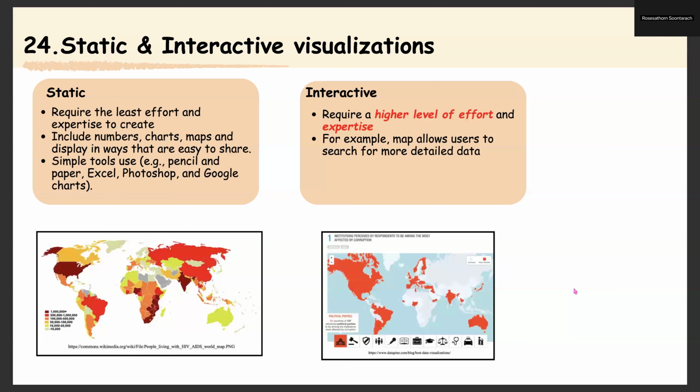Static and interactive visualization. The static kind requires less effort and expertise to create and includes numbers, charts, maps, and displays in a way that is easy to share. The simple tools are such as pencil, paper, Excel, Photoshop, and Google Sheets. But the interactive kind requires a higher level of effort and expertise. For example, this map allows users to search for more detailed data.